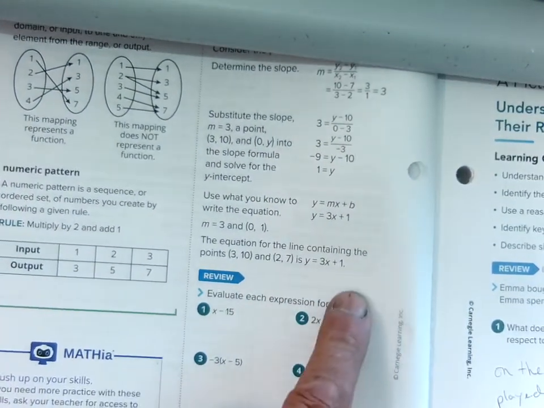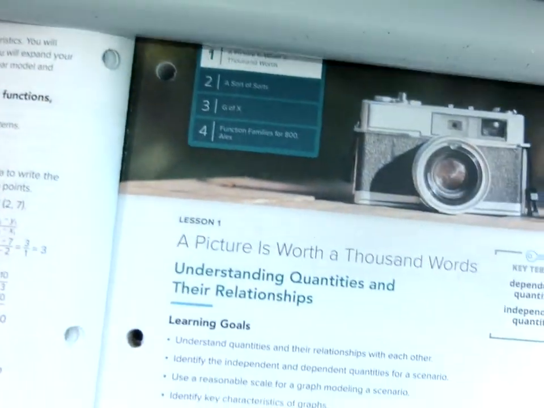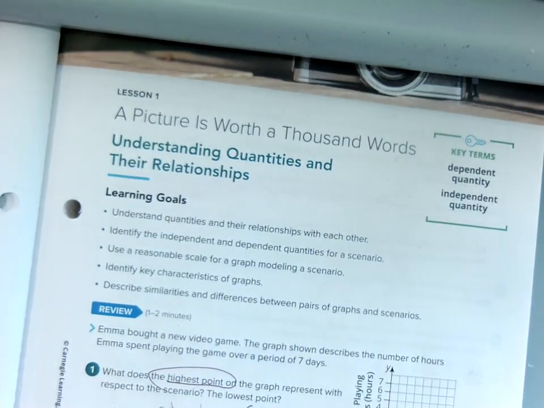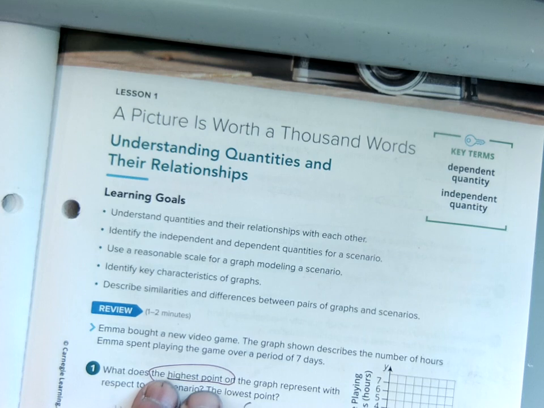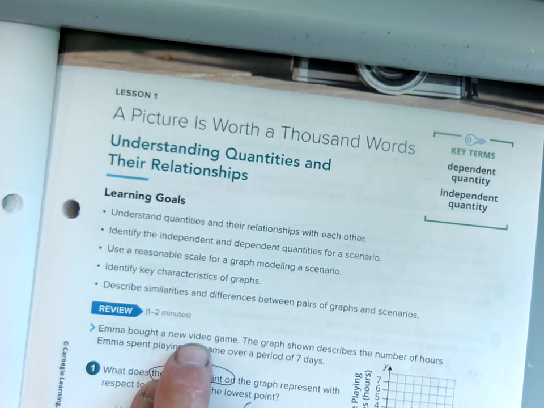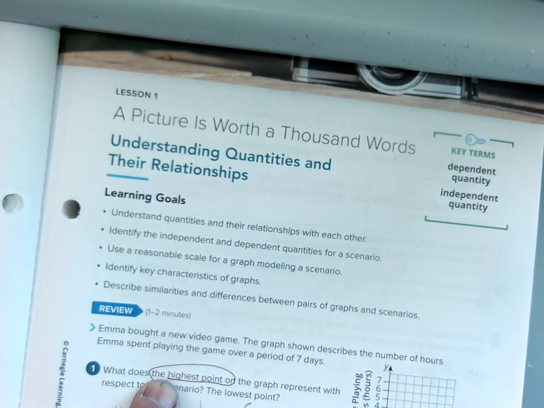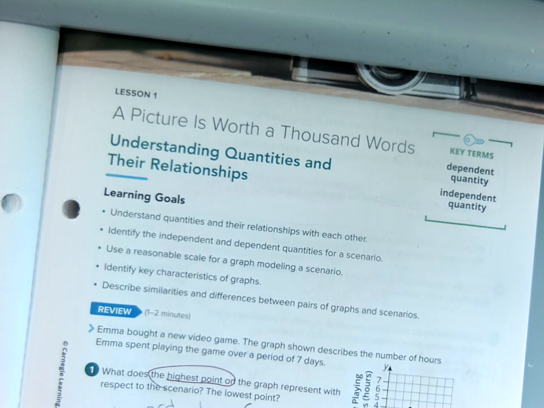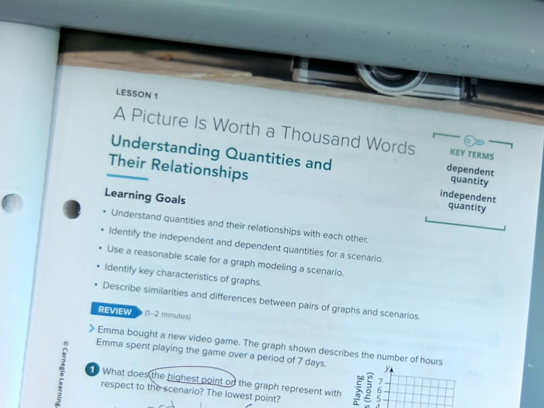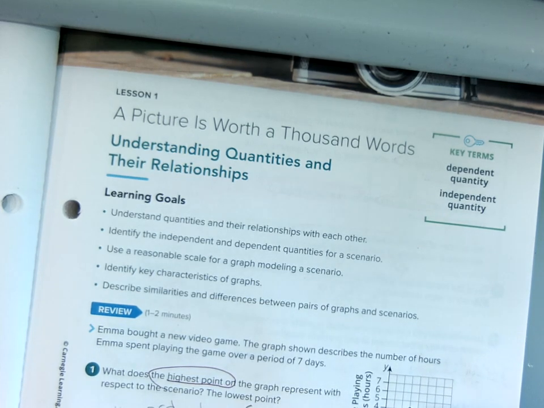Then we took a look at our book, and first of all, we did this evaluate. If you haven't done the evaluate, you're going to have to do it, plug 7 in. And then we took a look at this graph. We looked for the highest point. Emma bought a new video game, and we realized that this would be the highest point on the graph. What does it represent? That on day 3, she spent 4 hours playing that game.